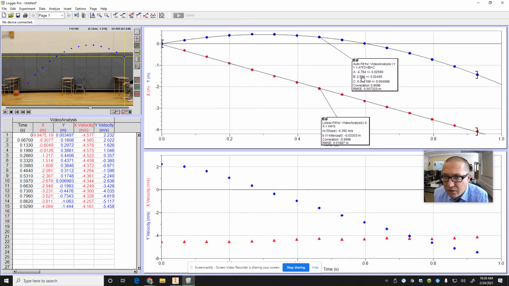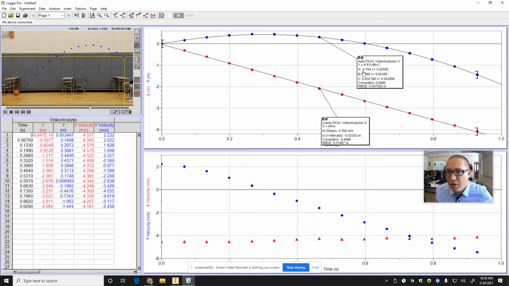And look, AT squared plus BT plus C. All right. So if you remember El Grande, delta X equals 1/2 AT squared plus V initial T. The initial Y velocity is B. The acceleration is twice whatever A is. So that number actually came out really pretty good, and we'll see why in a second here.